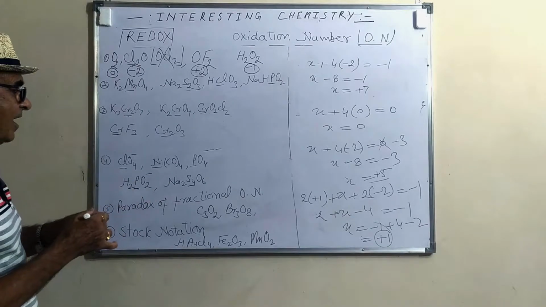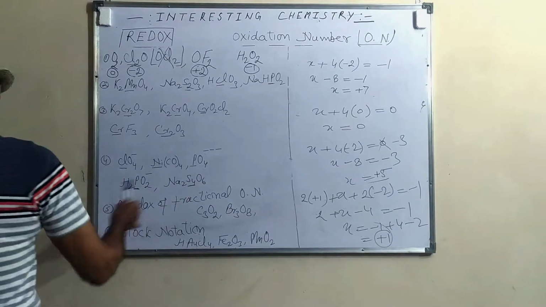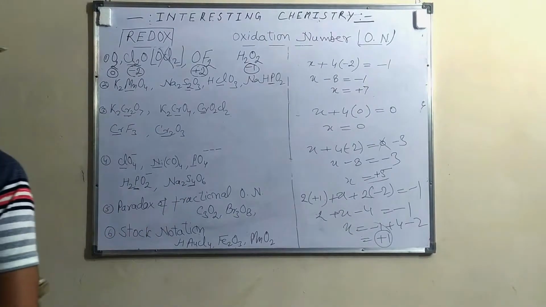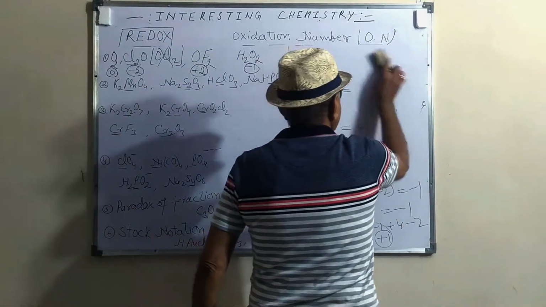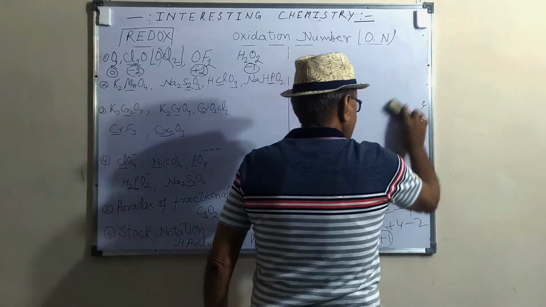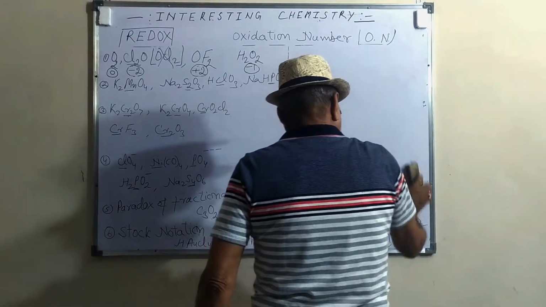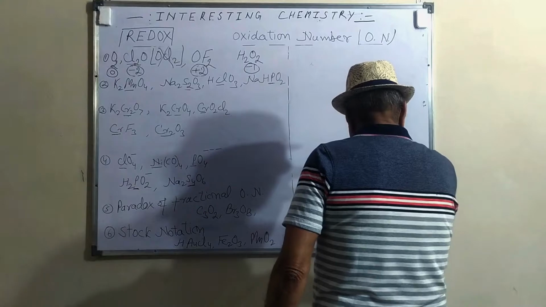And now come to the last case, sodium tetrathionate, Na2S4O6. The name of this compound is sodium tetrathionate.